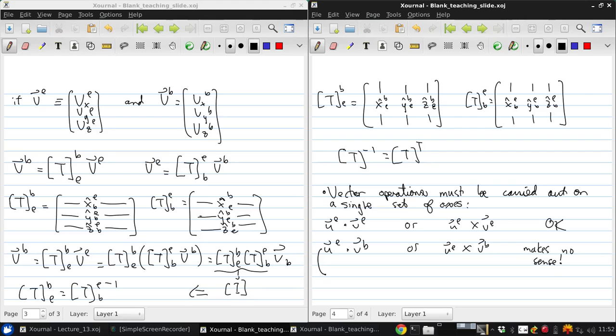If you need to do this, you have to reformat and actually write it this way, inserting the transformation matrix to go from body to Earth axes first. Or here, same thing: UE cross T_EB VB. And then these are valid.